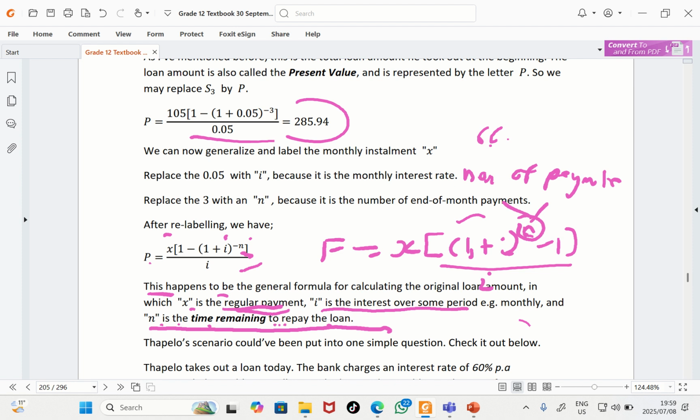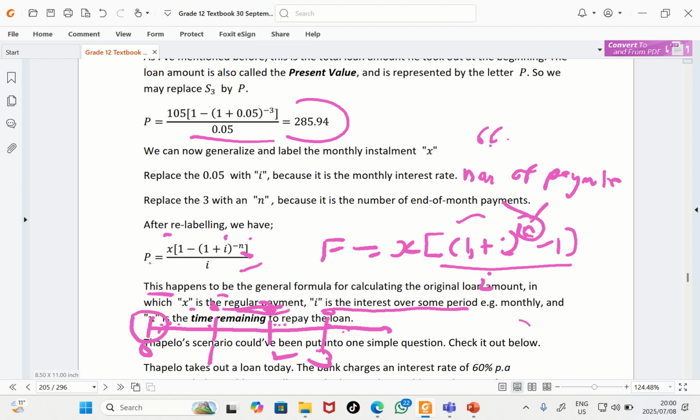The number, yes, sorry about that. It is indeed the time remaining to repay the loan, which basically means we're at time one, time two, time three. You guys remember that we had 105, 105, 105.